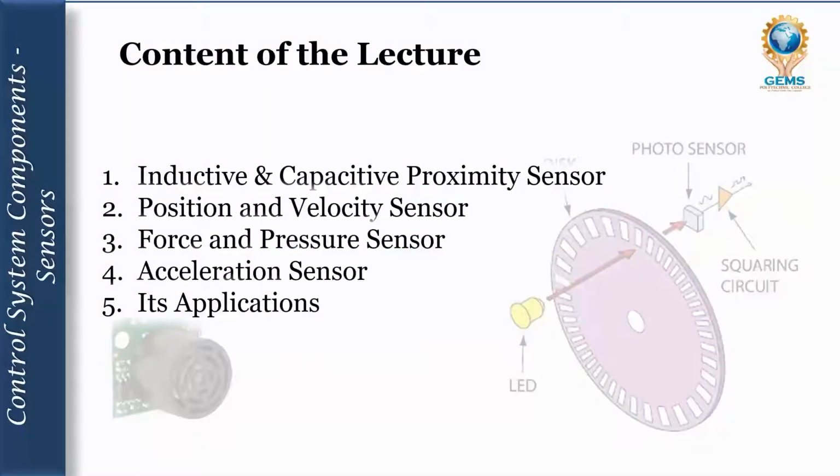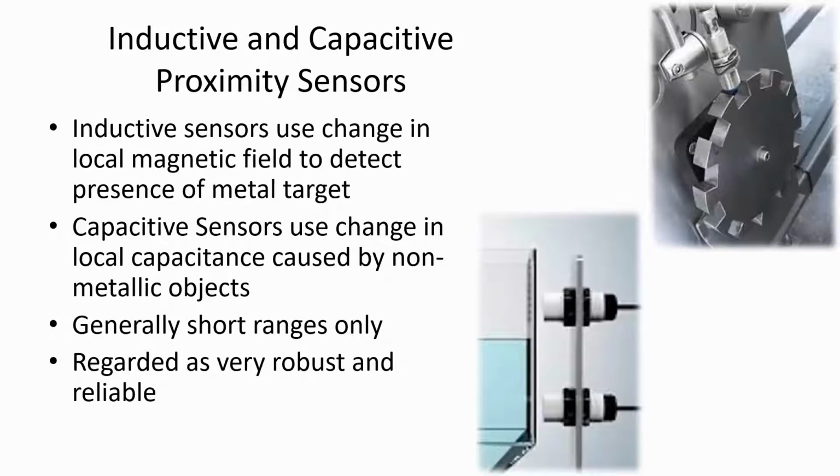In this video, we are going to see about the inductive and capacitive proximity sensor. Sensors for sensing position and velocity, force and pressure, acceleration, and applications of each sensor in industrial automation. Inductive and capacitive proximity sensors.